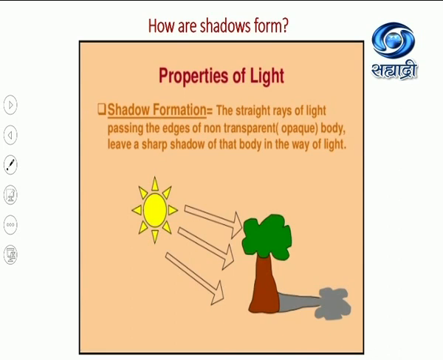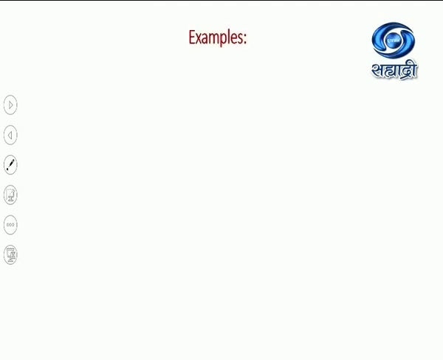How are shadows formed? When any opaque object comes in the path of light, it casts a shadow on the opposite side. That is, the straight rays of light passing the edges of a non-transparent opaque body leave a sharp shadow of that body in the way of light.